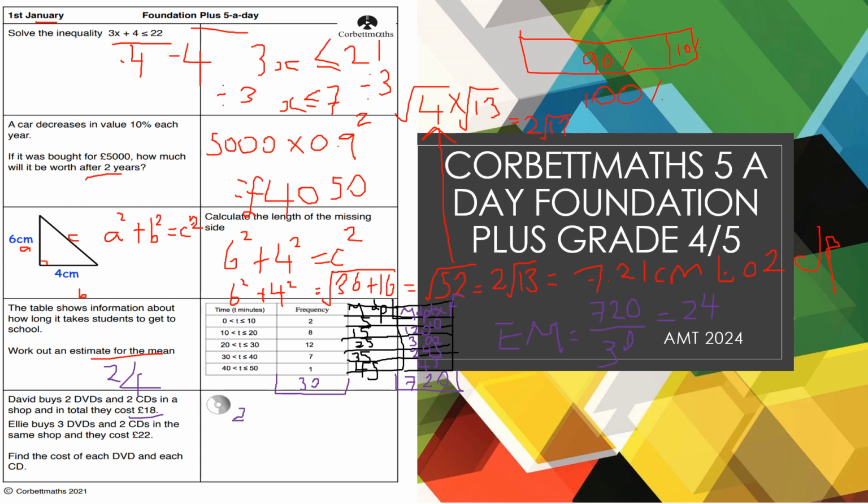So I'm going to have 2x plus 2y is equal to 18. And then for the second equation, I'm going to have 3x plus 2y is equal to 22. So x is the number of DVDs, and y is the number of CDs. I'm going to label those as equation 1 and equation 2. I'm going to do equation 2 subtract equation 1.